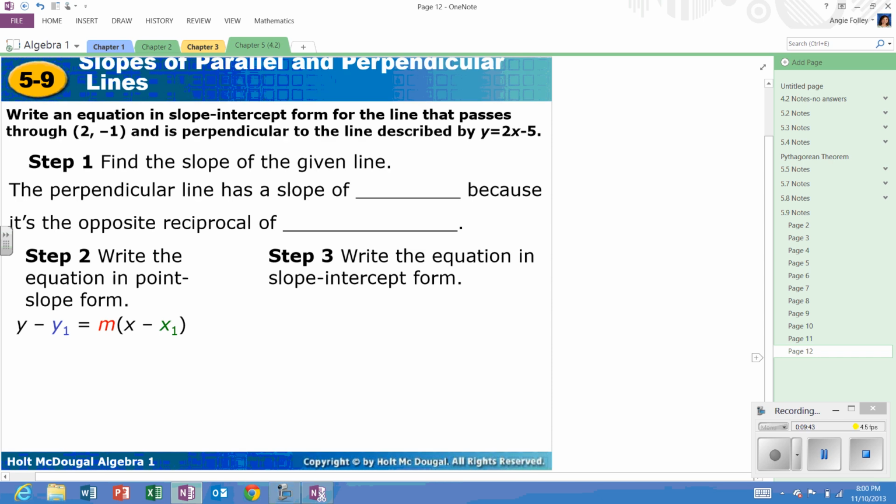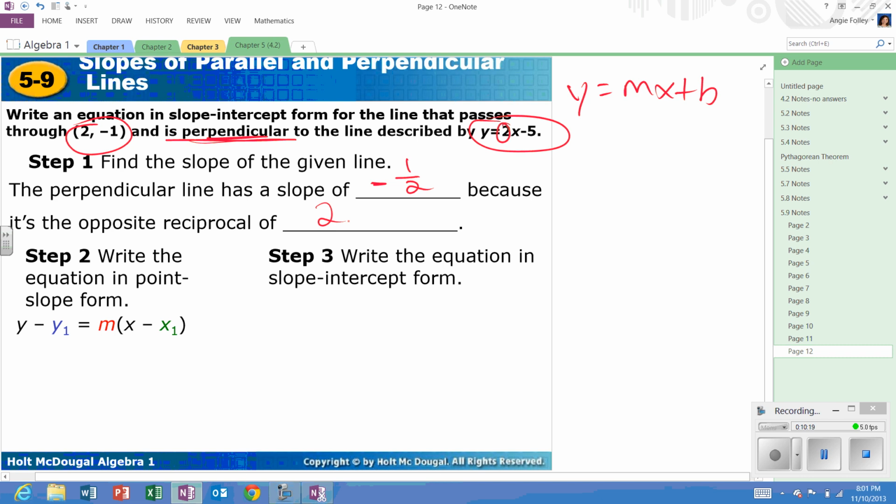Okay, so here, let's do an example now with perpendicular lines. So they want us to write an equation, same thing, slope-intercept form, so y equals mx plus b, that passes through the point 2, -1, and is perpendicular to this other line, y equals 2x minus 5. So step 1, find the slope of the new line. Well, the perpendicular line has to have a slope that's the opposite reciprocal. So this other line had a positive 2, so this has to be a negative 1/2, because that's the opposite reciprocal of the original 2.